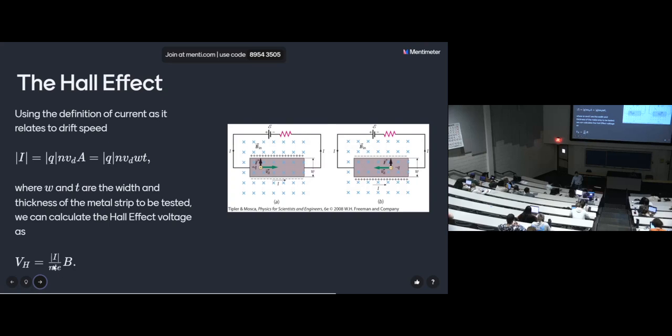So I is current, N is going to be, T is thickness, not time. W and T are width and thickness. So I divided by number density, so number per cubic meter, let's say, times the thickness of your material, times the charge of your carrier, times B. And this is measurable in the lab.